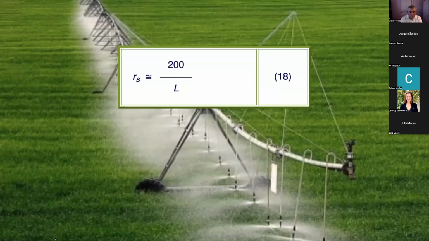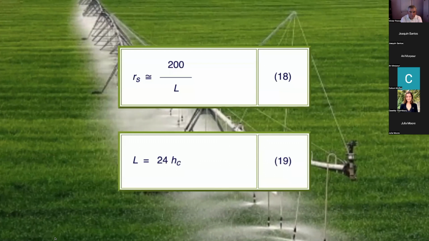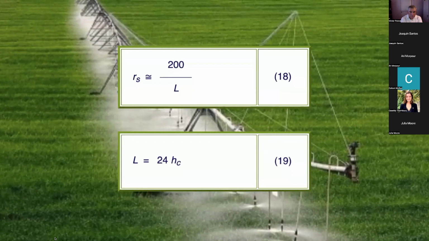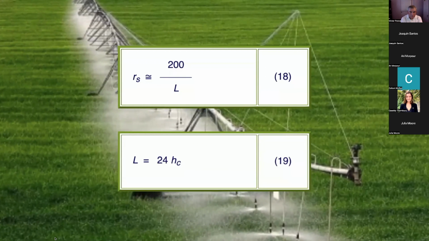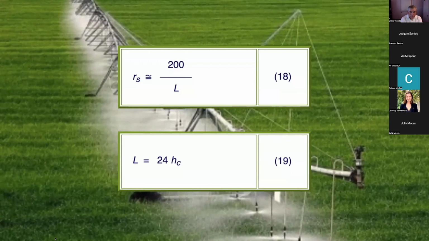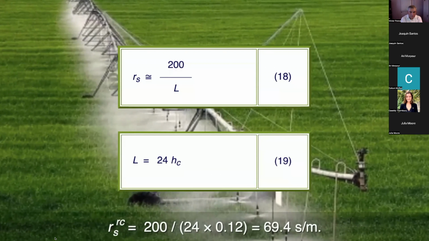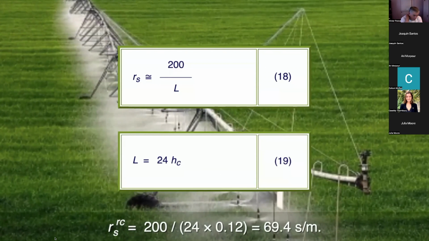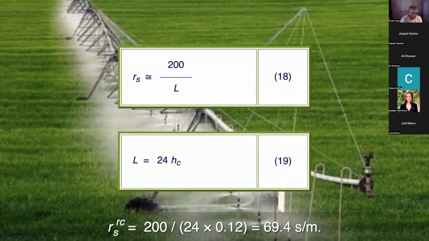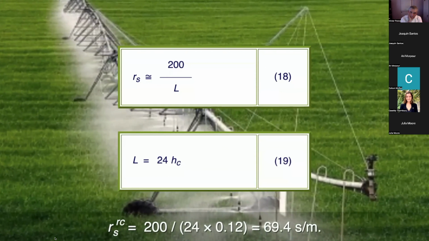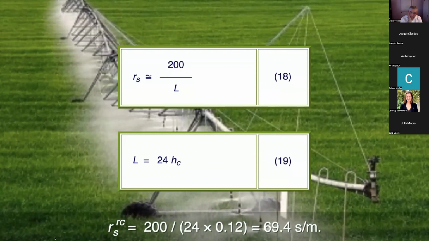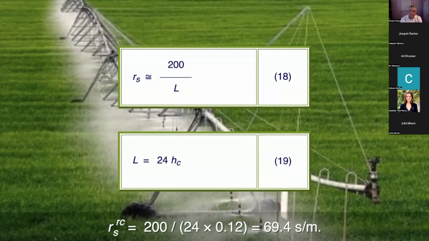From equations 18 and 19, the surface resistance of the reference crop, that is clipped grass 0.12 meter high, is R sub S RC equal to 200 divided by 24 times 0.12 equals 69.4 seconds per meter.